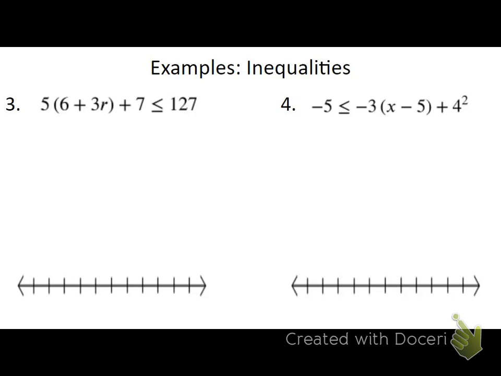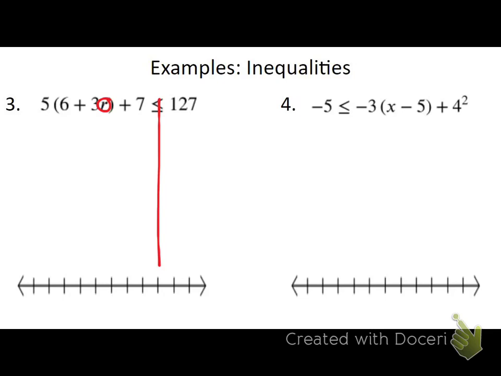Example number 3 and 4. Go ahead and write it down if you'd like. You got it? I'm good. All right, so we have 5 times parentheses 6 plus 3r, plus 7. So the first thing I'm going to do is circle my variable, draw my line. And then I'm going to simplify and combine like terms.